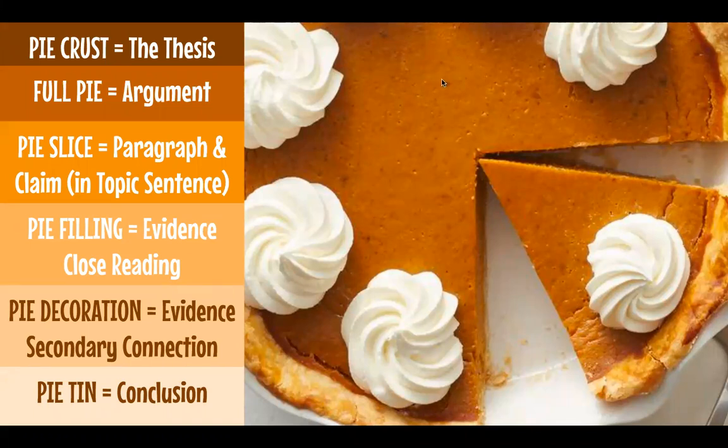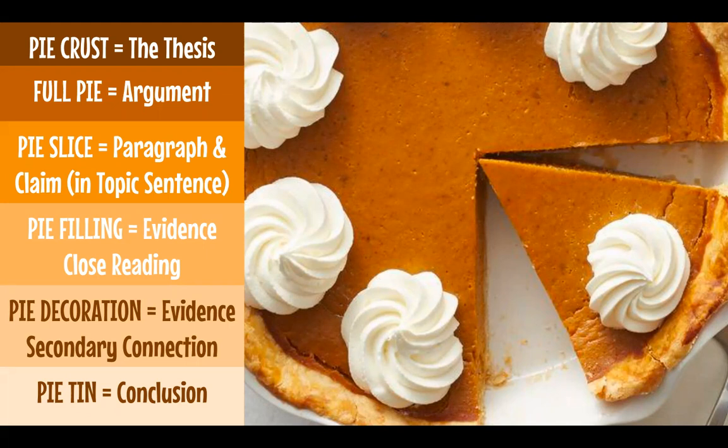And so the pie filling is going to represent the most substantial part of the argument, which is you really filling your paper with custom close readings that you are engaging with and producing based off of the primary source or primary sources. The pie decoration is the evidence secondary connection, and that's going to be these white dollops of whipped cream here. I like to imagine that a pie decoration is going to be the garnish or the things that you put on top of the pie that, of course, make the pie look better, make the pie taste better. They add some pizzazz. They enhance the experience of eating the pie, right?